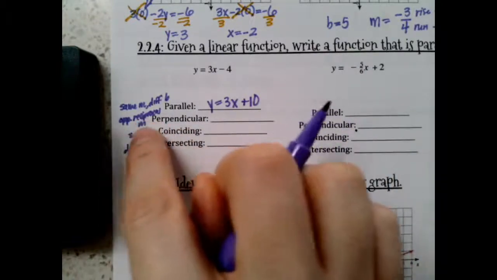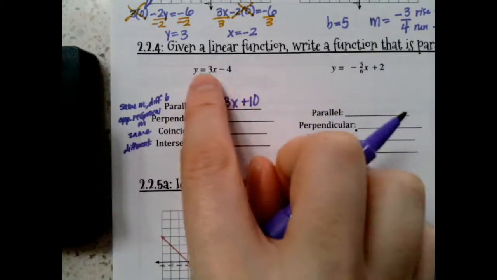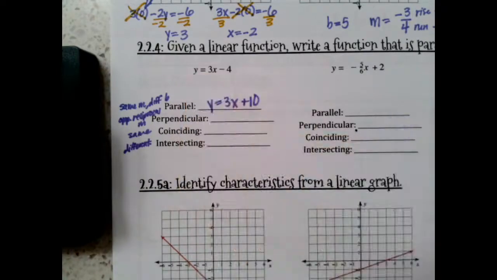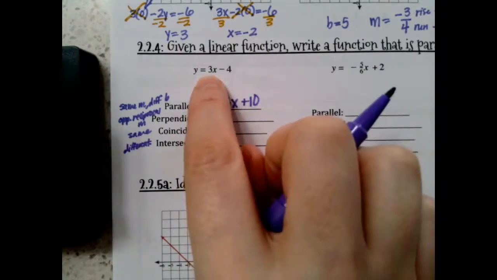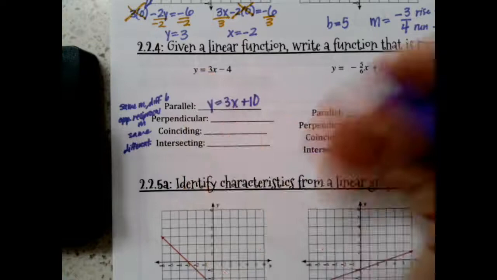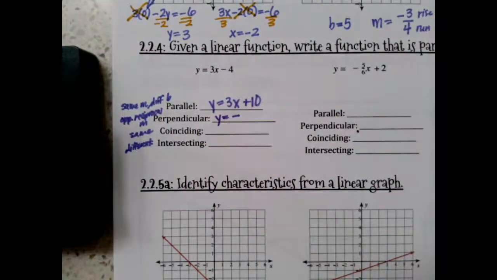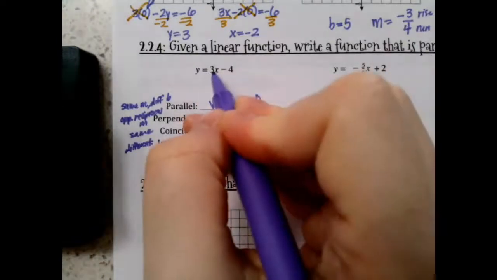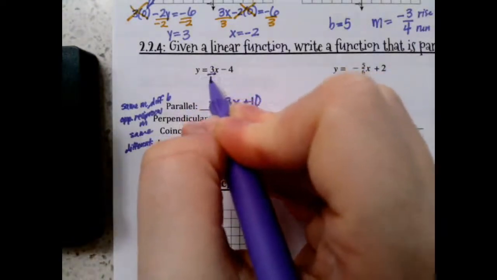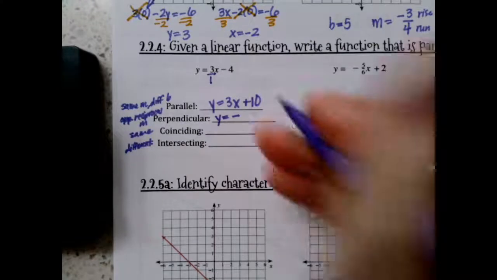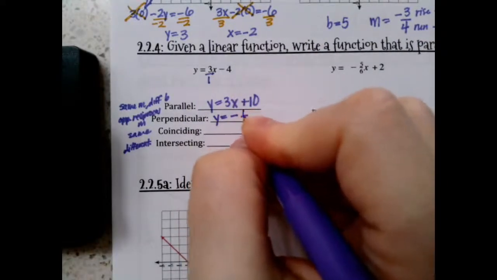Perpendicular, we have opposite reciprocal slopes. So I need to take this m and make it its opposite and reciprocal. First thing is opposite. Since this is positive, mine needs to be negative. Now for reciprocal, it means I need to flip it. Since this is not a fraction, I'm going to make it a fraction so that I can flip it upside down into 1/3.